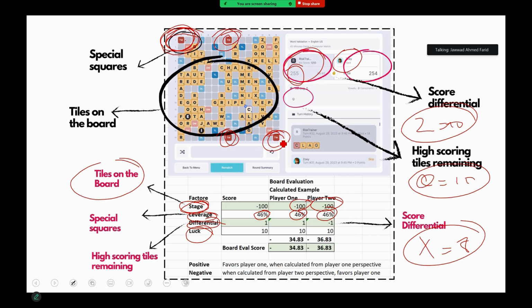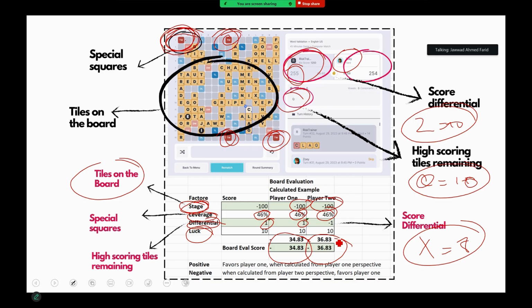Differential wise, there's not too much of a difference between the two players. It's just 1 and 1. So, the difference between 255 and 254 is 1. Luck wise, only one tile is left, and that tile is Q, and Q, as we know, scores about 10. So on this basis, if you look at the board evaluation score, player 1 score is minus 34.83. Player 2 score is minus 36.83, right? So 2 point ka fark hai.